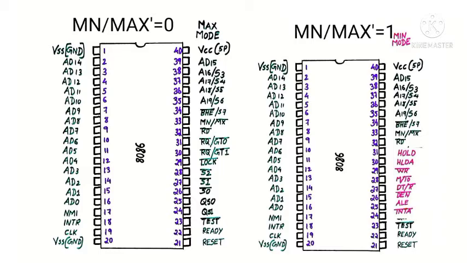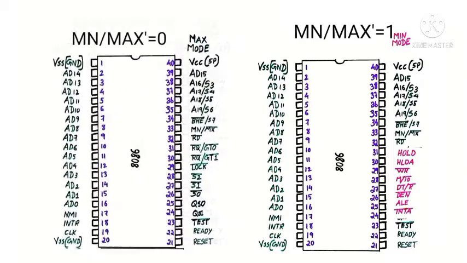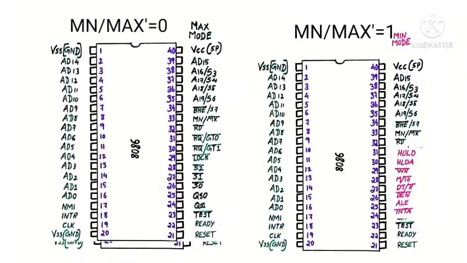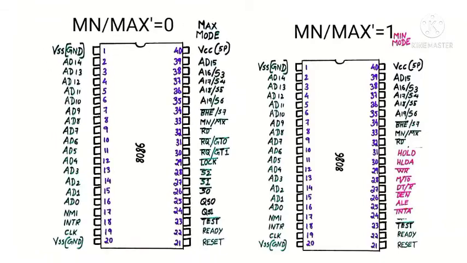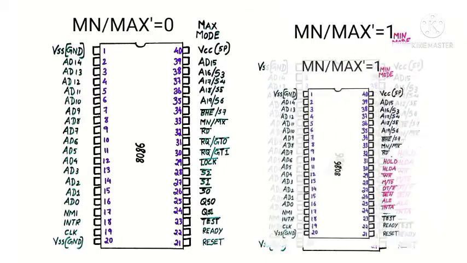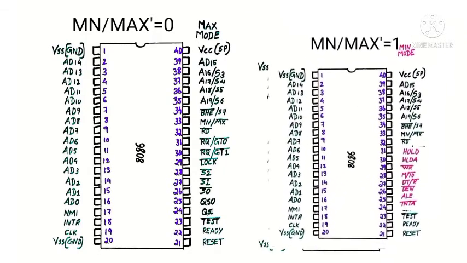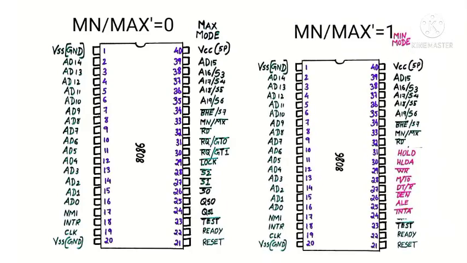For the maximum mode, all the given pins are used. If the value to pin number 33 is 1, then it will work in the minimum mode. So instead of using these signals, it will use the signals given on the right side. Minimum mode means a single processor configuration, that means only one processor is there. Maximum mode means multi-processor configuration, that means more than one processor, or multi-processors, are used.